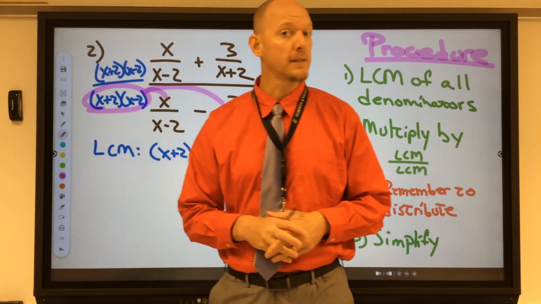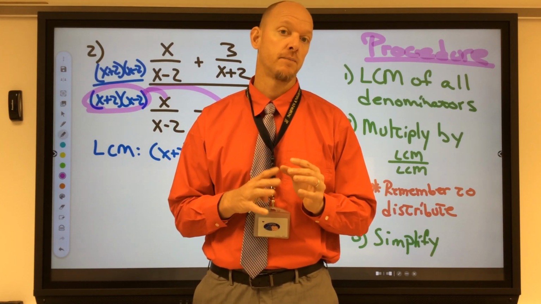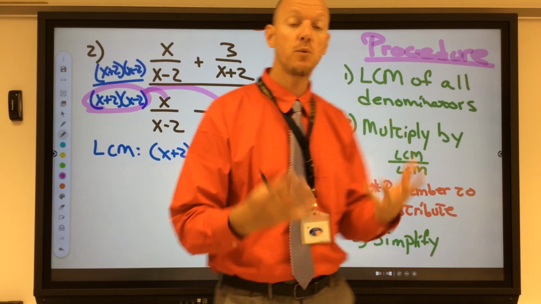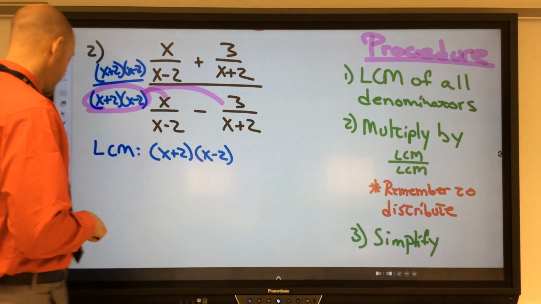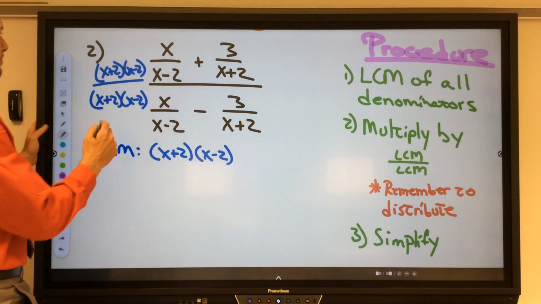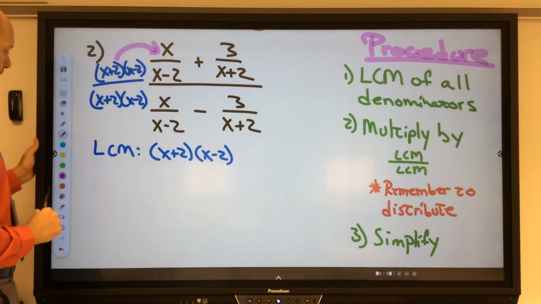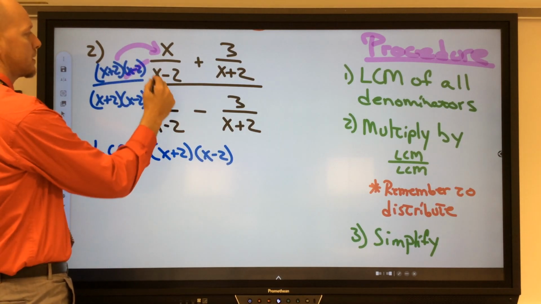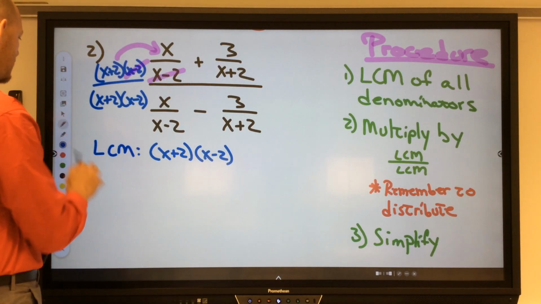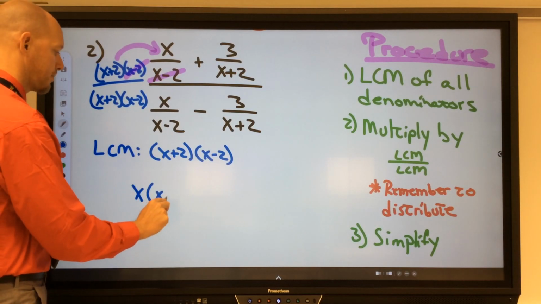Now, the thing to look for once I'm done here is that I should no longer have a complex fraction. The reason we're doing this is it eliminates our denominators, and we're left with just a simple fraction, or a simple rational expression. So let's take a look at this process again. Whenever I multiply to this first one, the x minus 2's reduce, so that's just going to leave me with x times x plus 2.